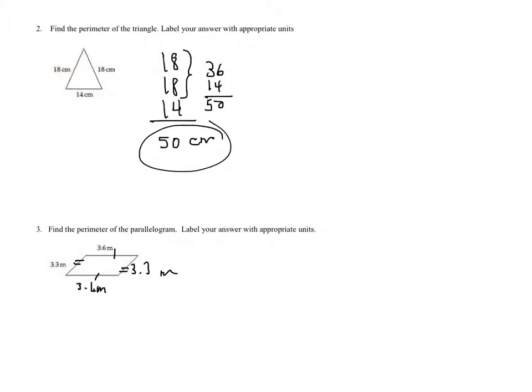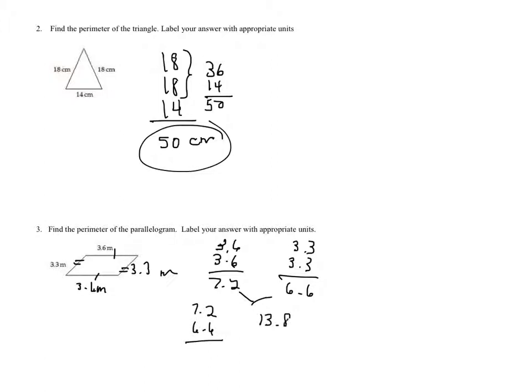So I'm going to add 3.6. 3.6 is 7.2, and I'm going to add 3.3, 3.3, and get 6.6. So I'm going to add those together. 7.2 and 6.6. I get 13.8 centimeters. Done. Okay, I don't care which way you add them. You can add them with a calculator, whatever.